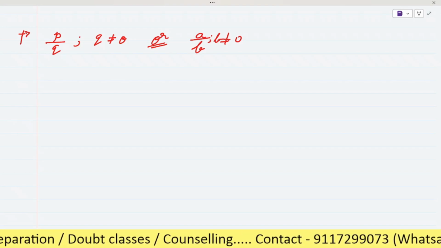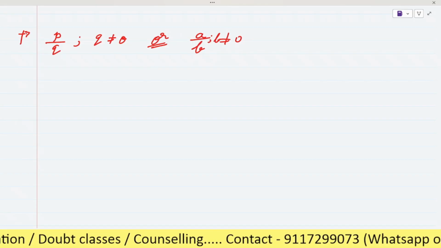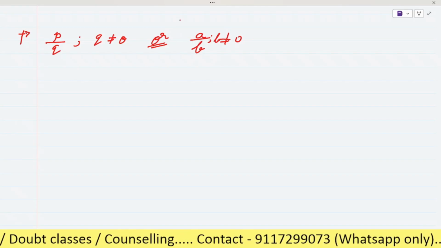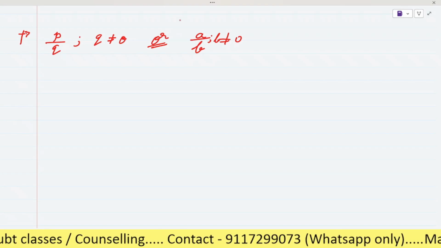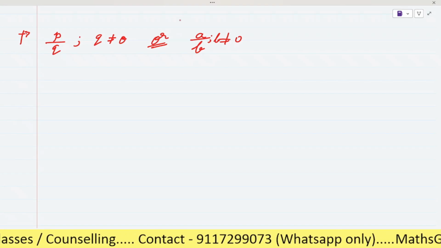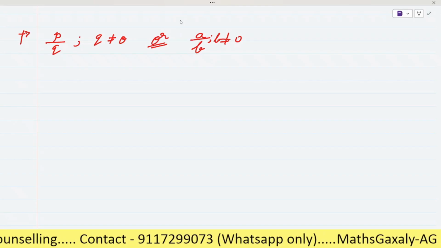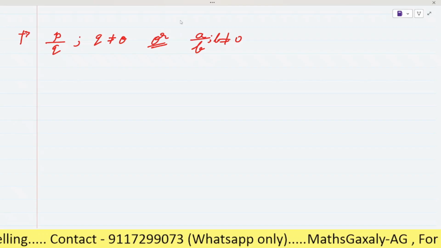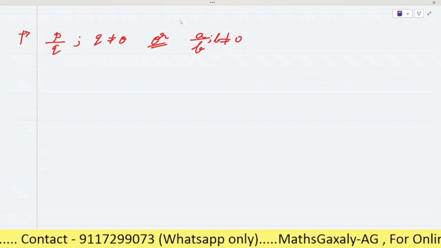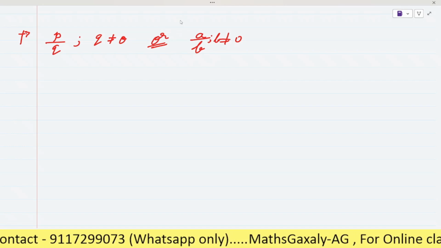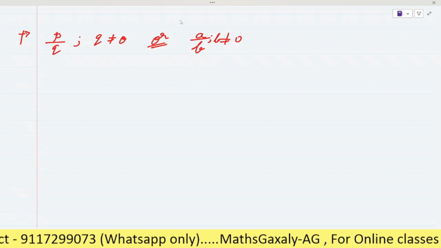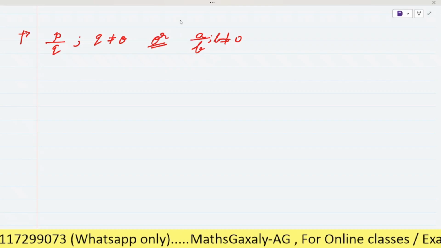Now the question is, sir, why here Q is not equal to 0? Why B is not equal to 0? It means why should the denominator not be equal to 0? Sir, if the denominator is zero, it will become an improper fraction. No, good try, dear, but this is not the correct explanation.